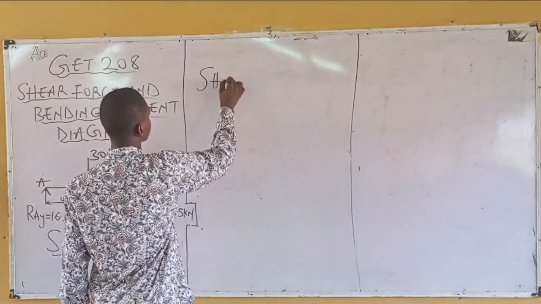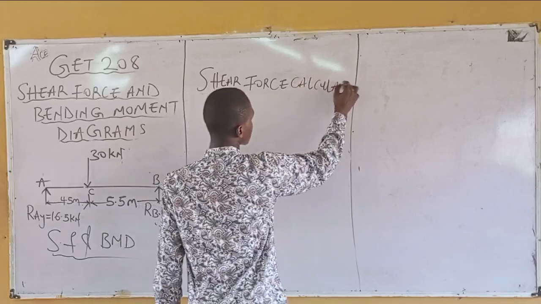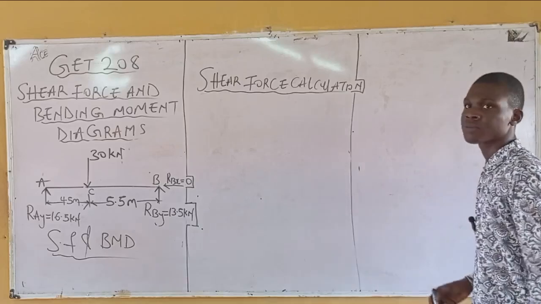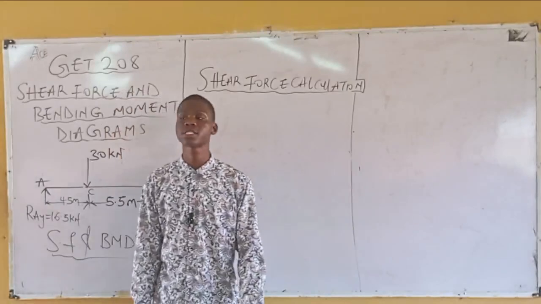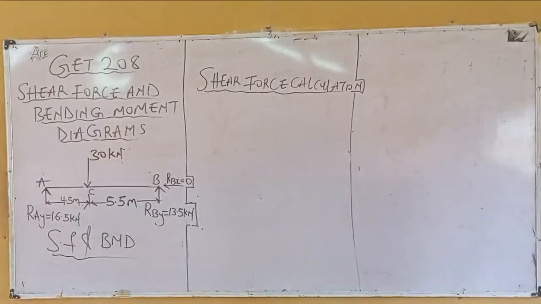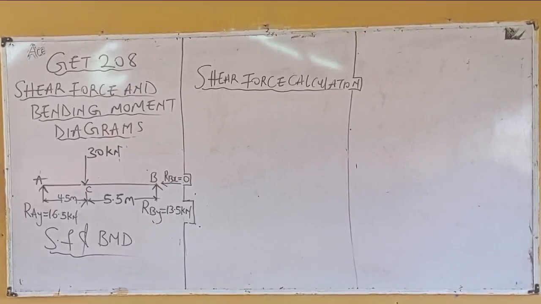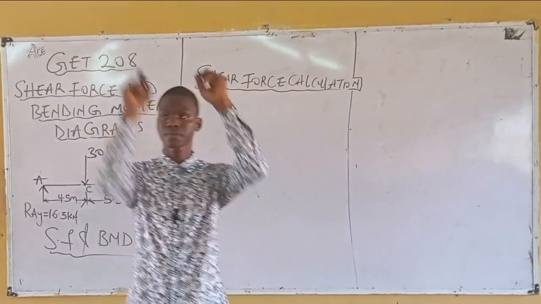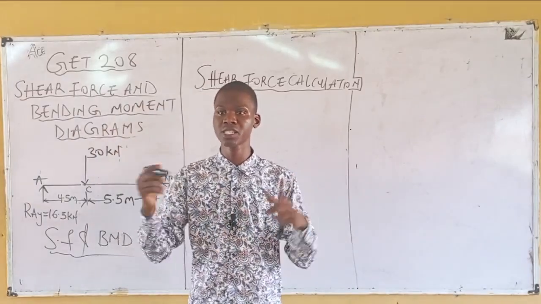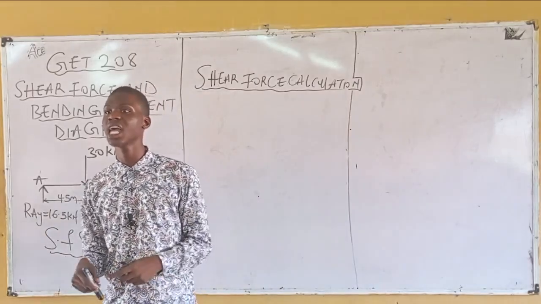Now, shear force calculation. All right, by definition, shear force is defined as the algebraic sum of vertical forces acting on the beam at any section, either to the right or to the left. What that means is that you can take shear force either to the right or to the left.